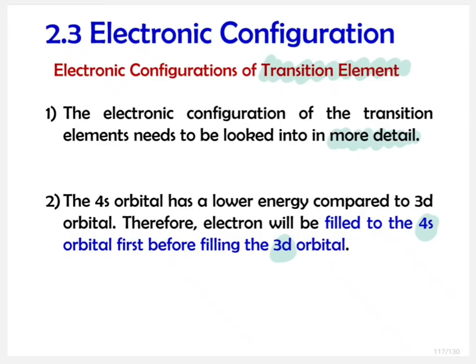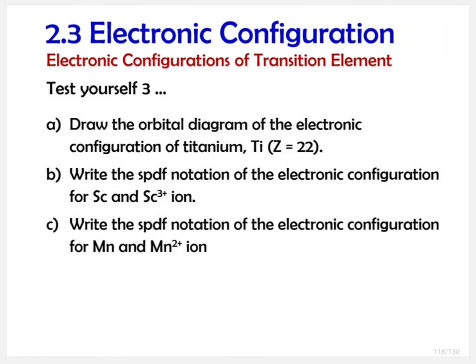Jadi kita nak tengok contoh. So kalau awak recognize, contoh-contoh yang kita pergi sebelum ni tidak melibatkan 3D dan 4S lagi. Okay? So, terus pergi test yourself 3 untuk lebih nampak dia punya details about transition element. Okay, for A, kita nak buat untuk titanium with the proton number of 22. And then questions asks for orbital diagram. Okay, jadi kita mesti lukis orbital diagram.